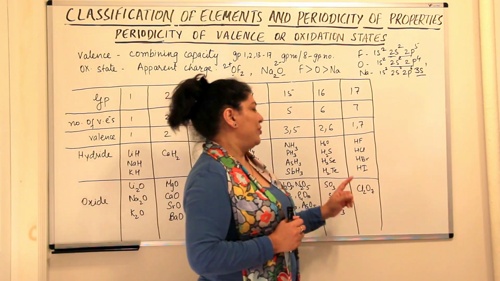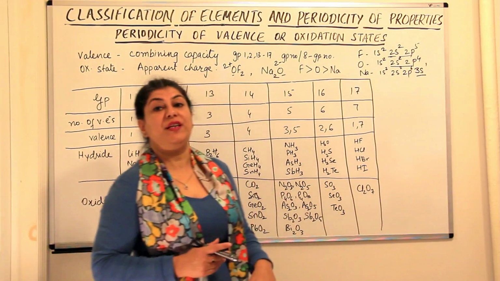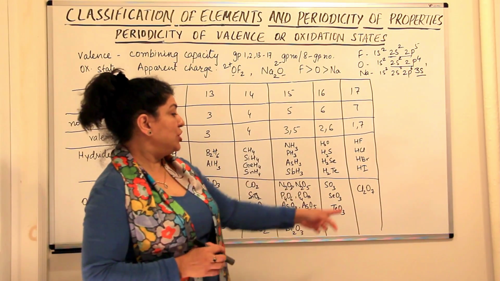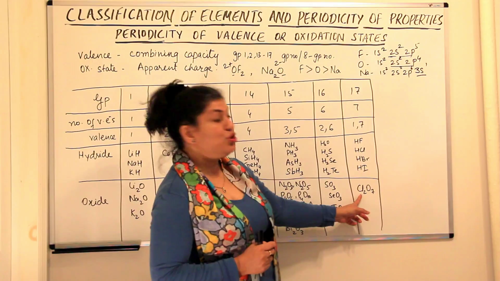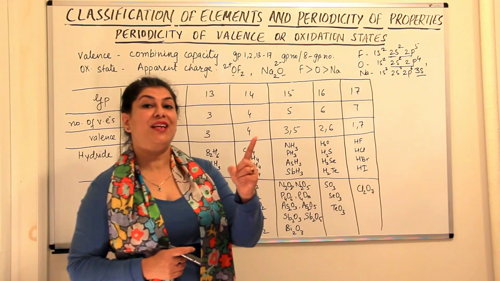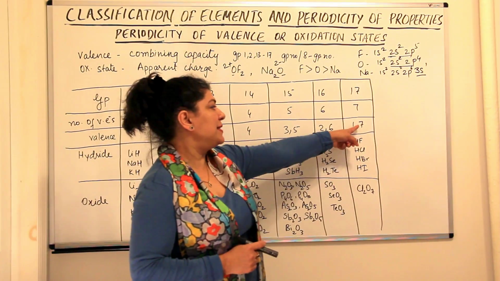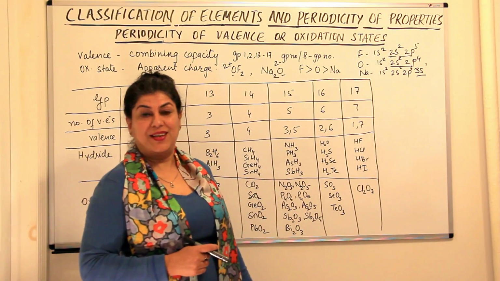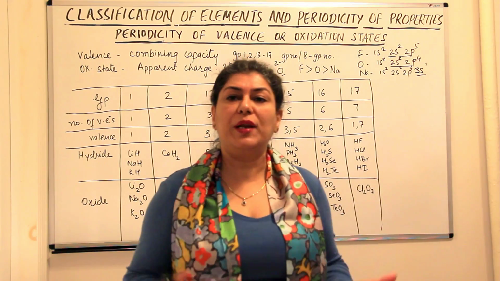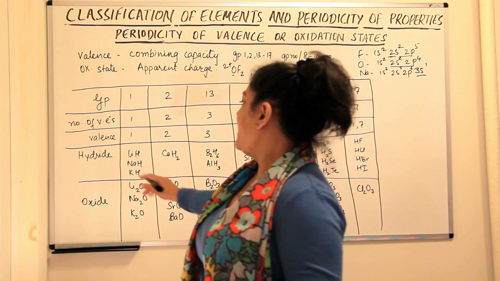Similarly here in the case of halogens, Cl2O7, 7 oxygens means 14 electrons, and these 14 electrons are being contributed by 2 chlorine atoms, which means one chlorine atom gives 7 electrons. So what is the combining capacity? 7.